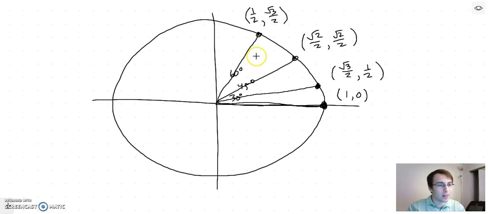And at that point, we're pretty much done. This point right here, 90 degrees, is kind of like this point, except flipped around. So 0, 1.